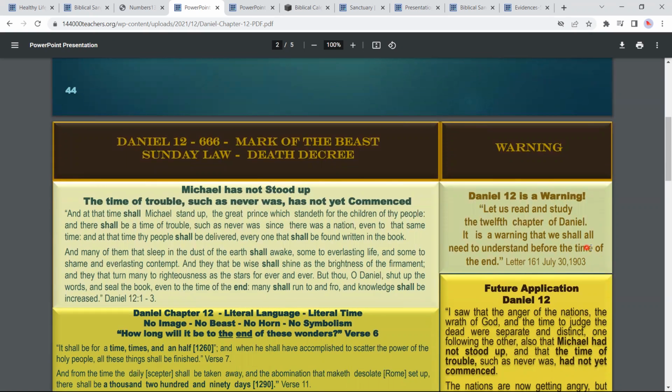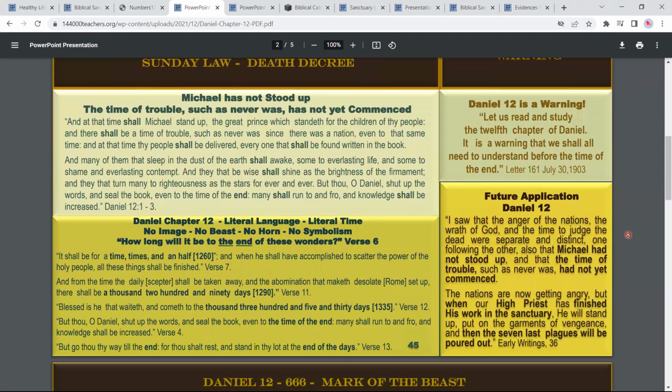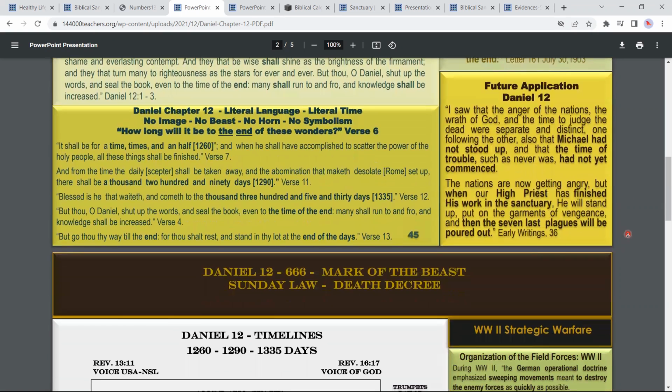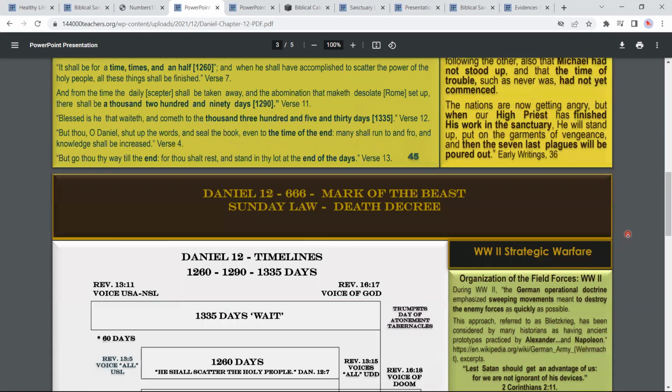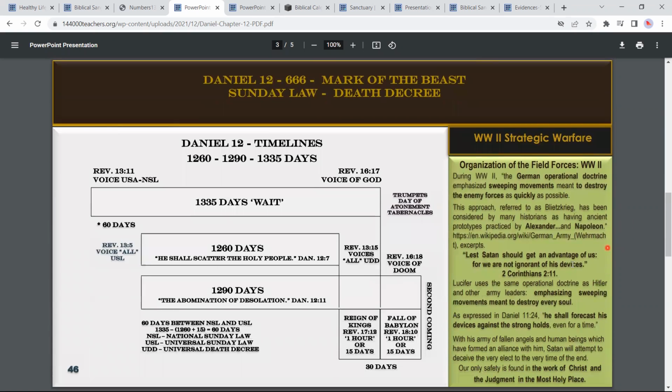It is a warning that we shall all need to understand before the time of the end. And to this day, many people have not learned that important warning and how it is about to come to pass with the mark of the beast, the Sunday law, and the death decree. So you will not want to miss this important study with this graphic showing Daniel 12 timelines.